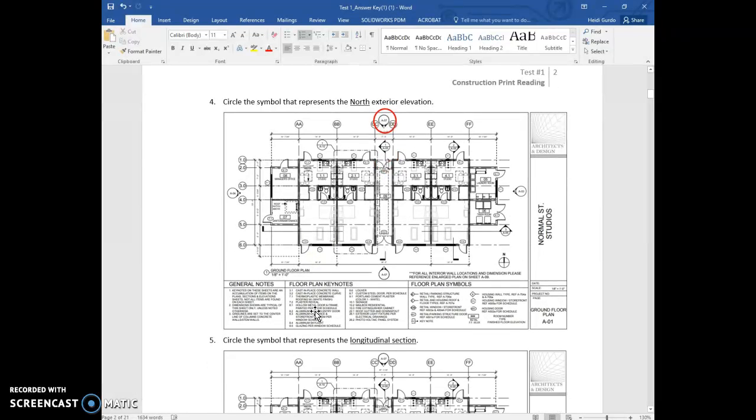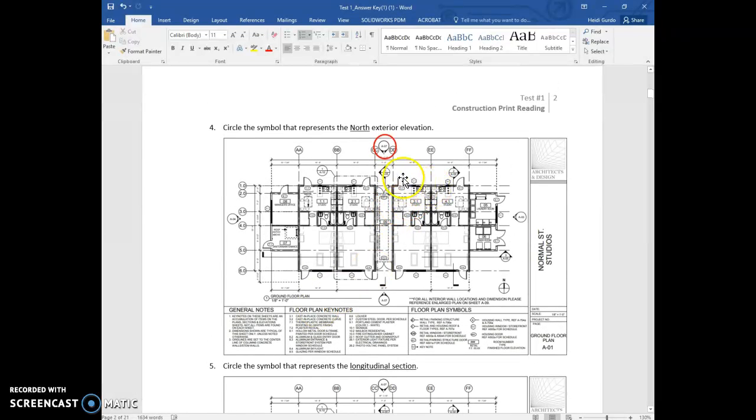For number 4, it says circle the symbol that represents the north exterior elevation. So as you can see here, this is the compass, which indicates that north is this way, but this is the symbol, we covered this in class, that's pointing to the north exterior elevation. So if we went to sheet A7, we would see that the north exterior elevation would be on that sheet.